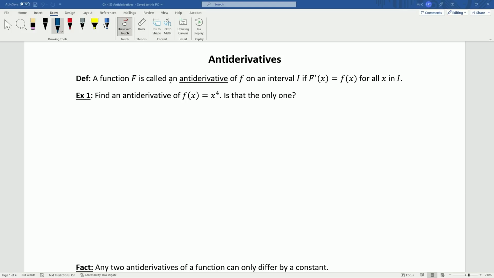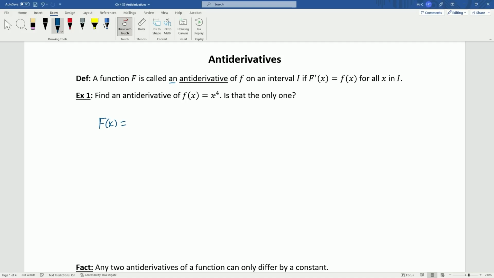Now, one of the things I'll just point out here, an antiderivative is a key word because they're not necessarily unique. So let's see that, for example. Find an antiderivative of f of x equals x to the fourth. When we're looking for antiderivatives, we just have to think backwards a little bit. This is a power function, and I know that if I take the derivative of a power function, I get another power function. So what could cap F of x be?